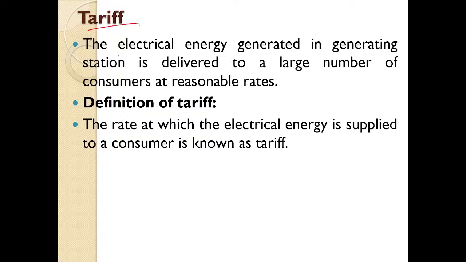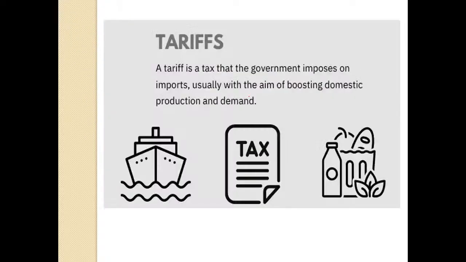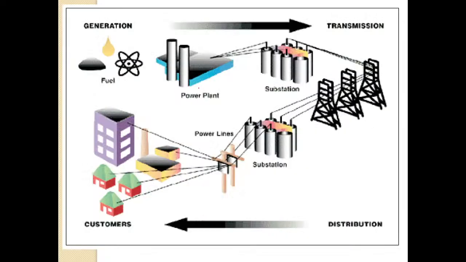Tariff. Tariff concerns the electrical energy that has been generated in the generating station, which is delivered on a large scale at a reasonable rate. So here you can see a power plant, isn't it? There are different types of fuels used in power plants. It can be coal, water, wind, or it can be a nuclear power plant.